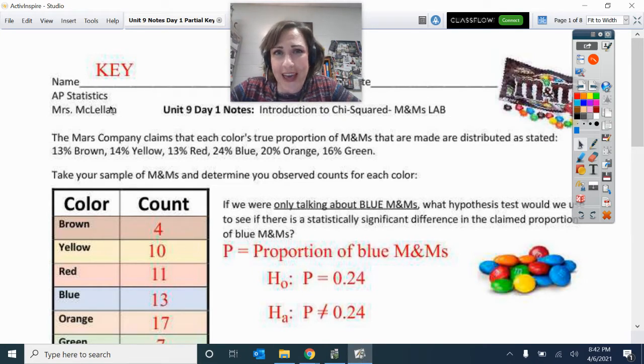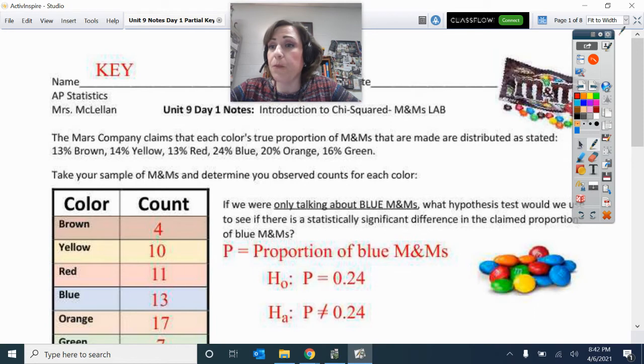We are going to get a little cup of M&Ms today, and we're going to then count all of the colors in our M&Ms, not just the blue M&Ms like we have done in the past. So we're interested in all of the colors that are claimed to be in those M&Ms. The Mars Candy Company claims that each color's true proportion of M&Ms that are made and distributed are as stated: 13% brown, 14% yellow, 13% red, 24% blue, 20% orange, 16% green.